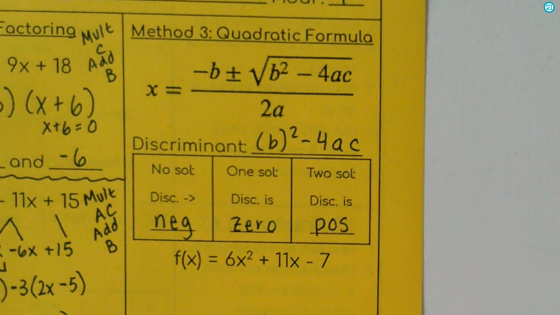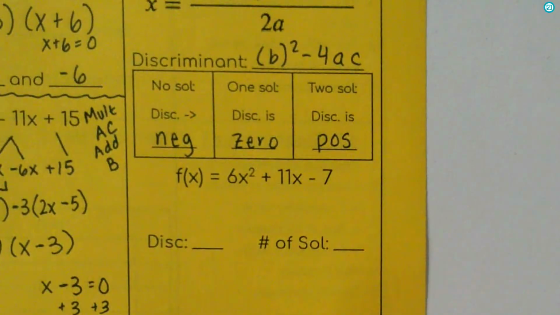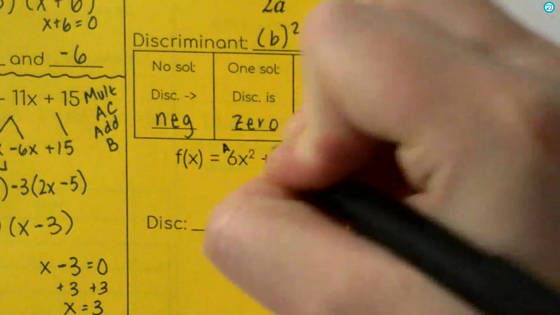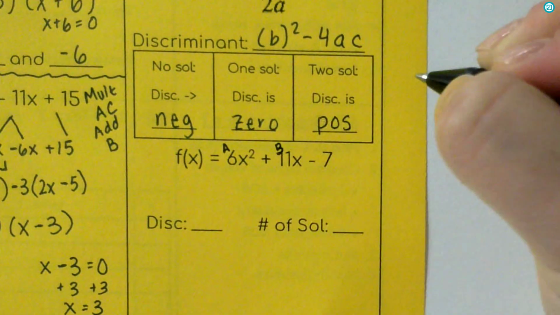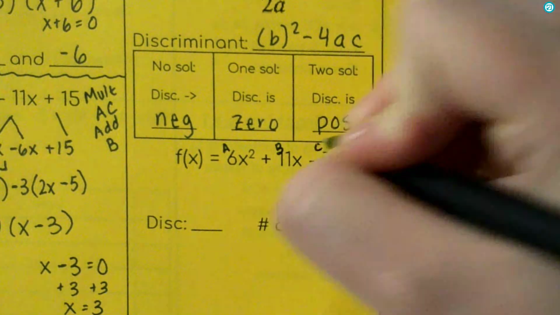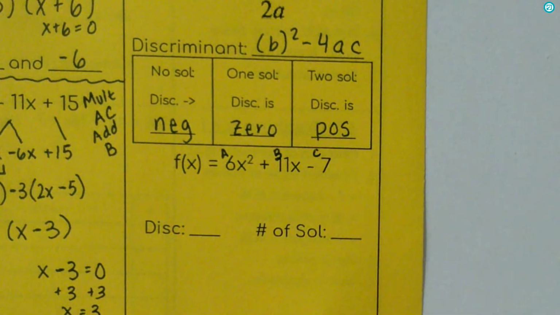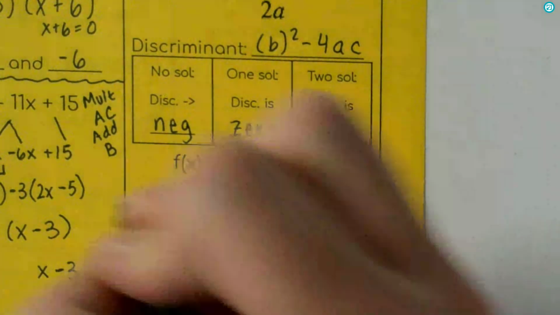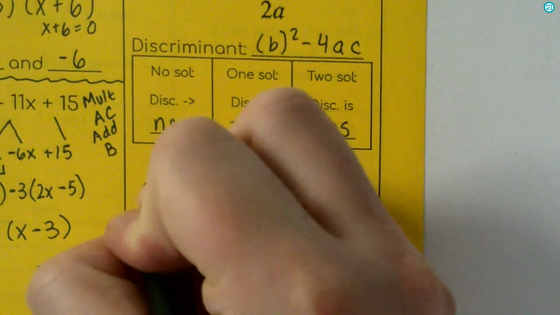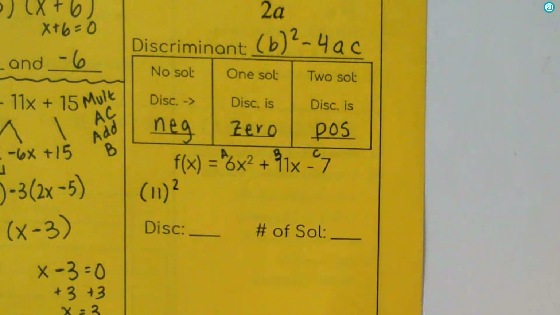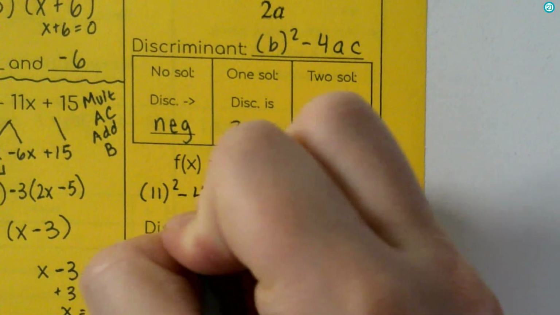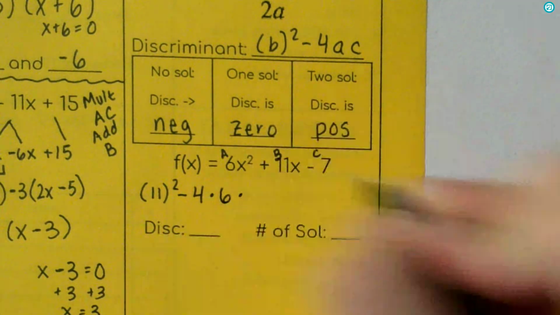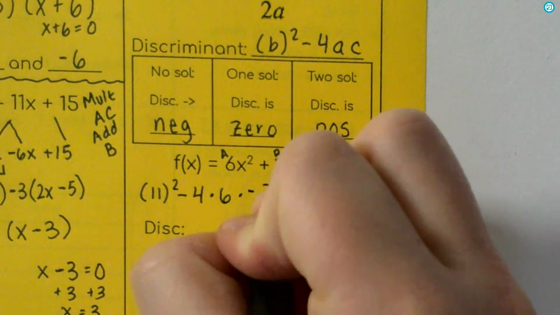All right, I could not fit the A equals, B equals, C equals lines on here, but they are on the test. So on this problem, my A is 6, my B is 11, my C is -7. So we're going to start with our discriminant. So we'll do b squared minus 4ac. So that'll be 11 squared minus 4 times my A value 6 times my C value, -7.